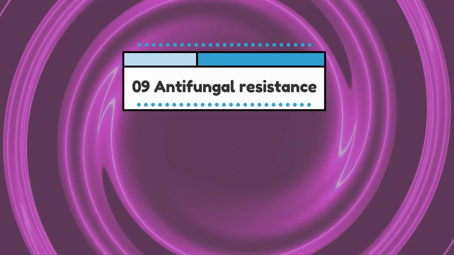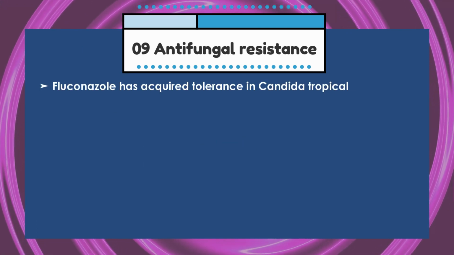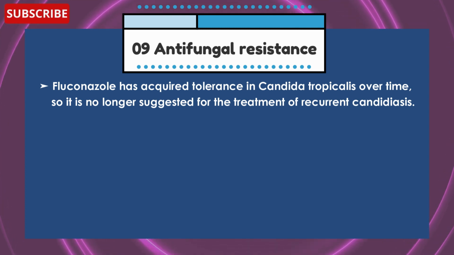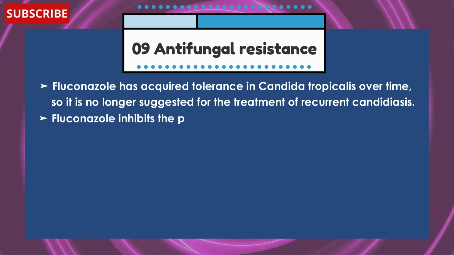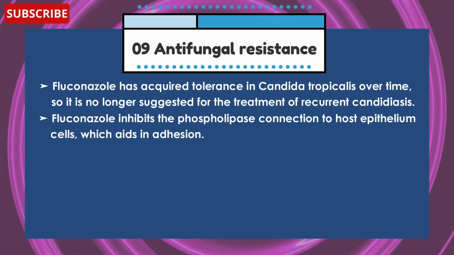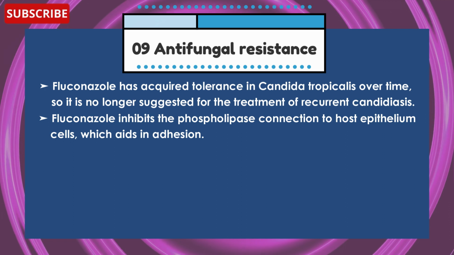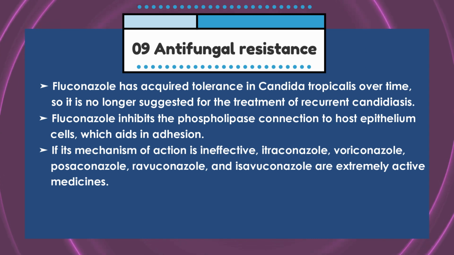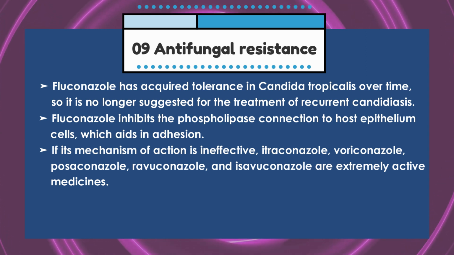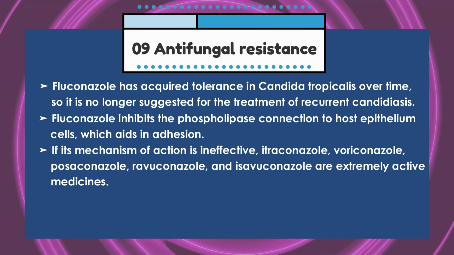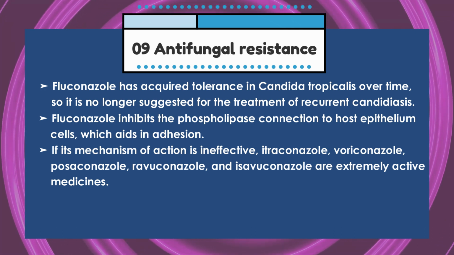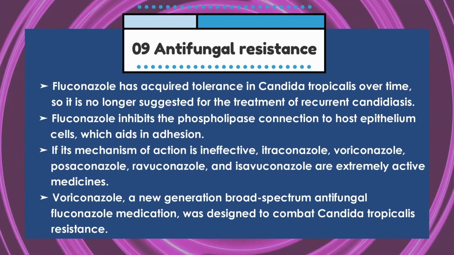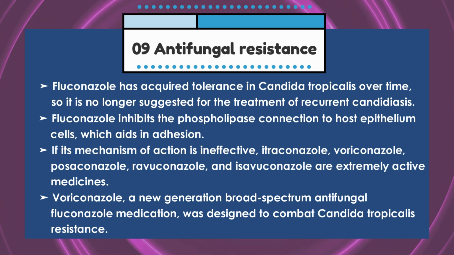Candida tropicalis antifungal resistance. Candida tropicalis has acquired tolerance to fluconazole over time, so it is no longer suggested for the treatment of recurrent candidiasis. Fluconazole inhibits the phospholipase connection to host epithelial cells, which aids in adhesion. If its mechanism of action is ineffective, itraconazole, voriconazole, posaconazole, ravuconazole, and isavuconazole are extremely active drugs. Voriconazole, a new generation of broad-spectrum antifungal drugs, was designed to combat Candida tropicalis resistance.